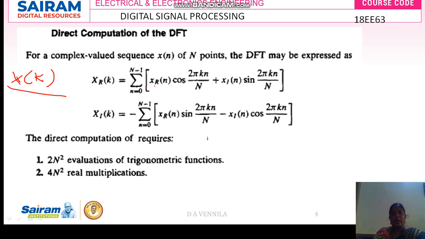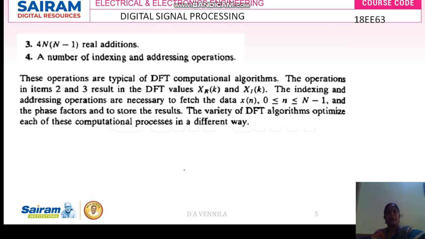to n minus 1 x r of n cos 2 pi k n divided by n plus x i of n sin 2 pi kn divided by n, and the odd number sequence will be sin 2 pi kn divided by n minus xi of n cos 2 pi kn divided by n. So this is what direct computation requires. Direct computation requires 2n square evaluations of trigonometric functions and 4n square real multiplications.